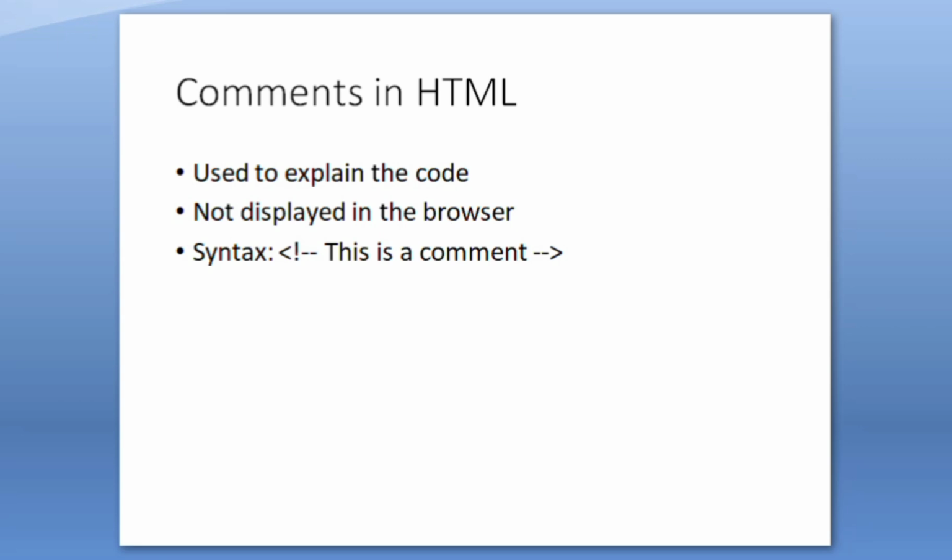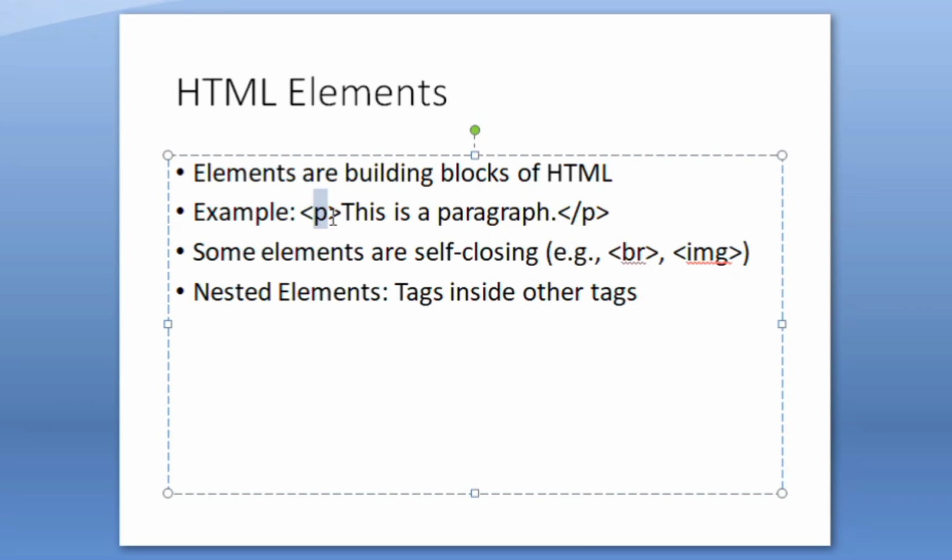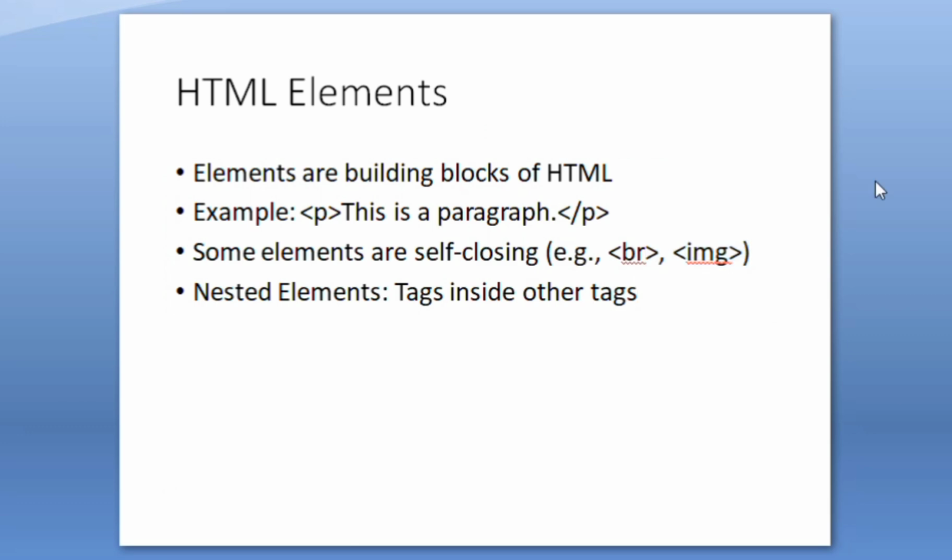Next, the basic HTML elements. Here you can see the elements are the building blocks of HTML. For example, this P means the paragraph tag, and some elements are self closing. Here you can see the break and the image tag. A nested element means a tag inside another tag.